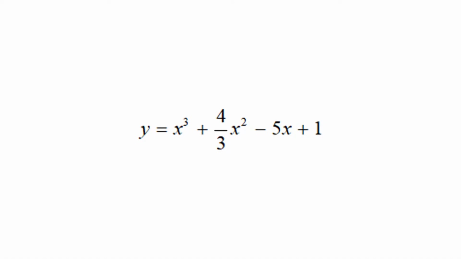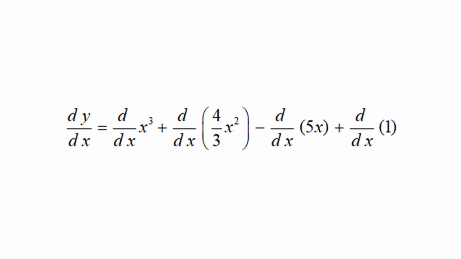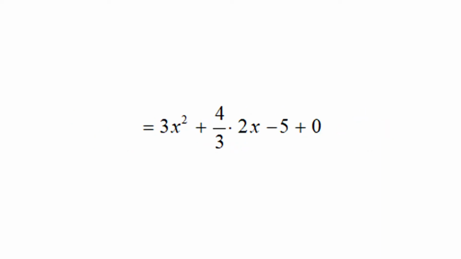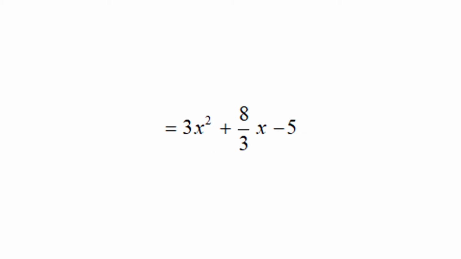As an example, let us find the derivative of y equal to x³ + (4/3)x² − 5x + 1. dy/dx equals d/dx of x³ plus d/dx of (4/3)x² minus d/dx of 5x plus d/dx of 1, which is equal to 3x² + (4/3)(2x) − 5 + 0, which is equal to 3x² + (8/3)x − 5.